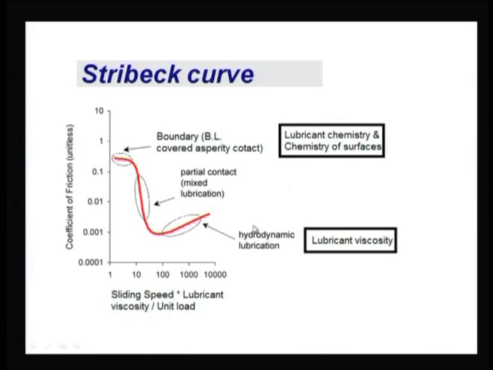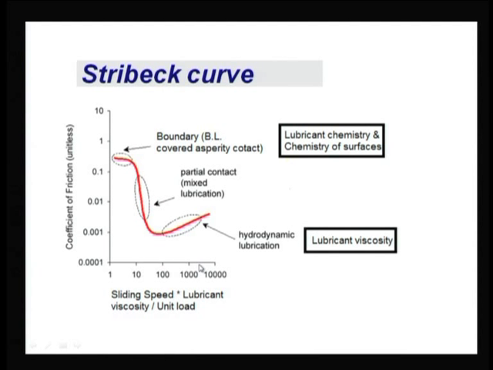The other domain shown here is hydrodynamic lubrication, where the relative velocity is essential and lubricant viscosity plays a major role. If I compare hydrodynamic lubrication with boundary lubrication, in boundary lubrication the lubricant chemistry and the chemistry of the surface of the metals which are interacting play an important role. The chemistry is important, while in the case of hydrodynamic lubrication, viscosity or resistance to flow is more important.